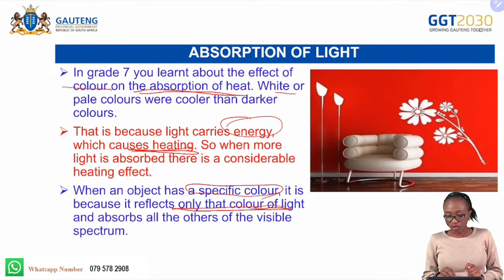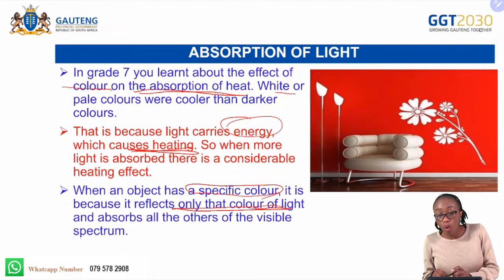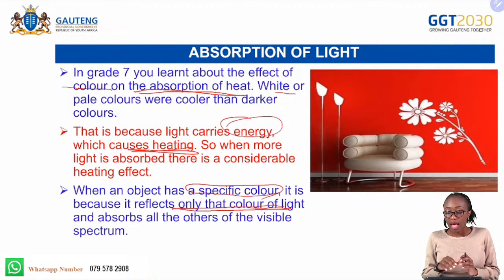So let's look at this couch here and the wall. The wall is red. The wall is red with a flower pattern, but let's talk about the red part. Let's explain how it is possible for us to see the color red on the wall. It is because all the other colors are being absorbed by the surface except for red.